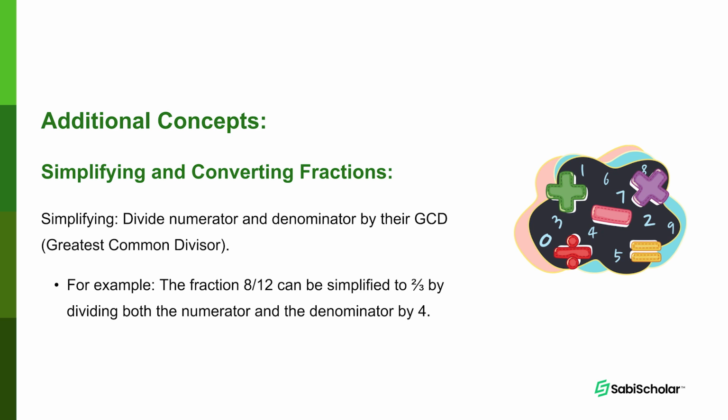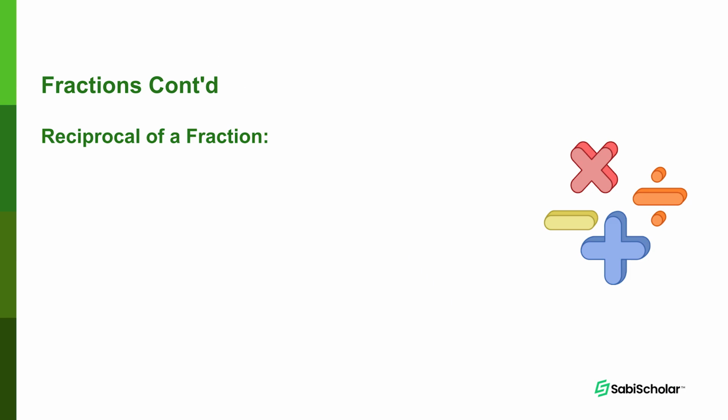Take 8 over 12. Since 8 is an even number, 12 is an even number as well, so 2 can divide both of them. You may first divide by 2, and that will give you 4 over 6. Now 4 is an even number, 6 is also an even number, so you can divide by 2 again. 4 over 6 will now give you 2 over 3. It's fine to take it in steps. But if you know what the GCD is at once, you can use it straight.